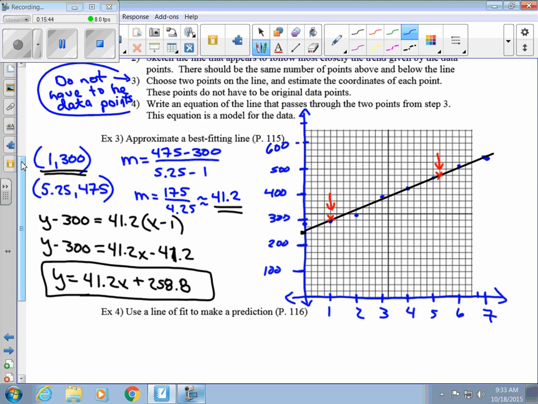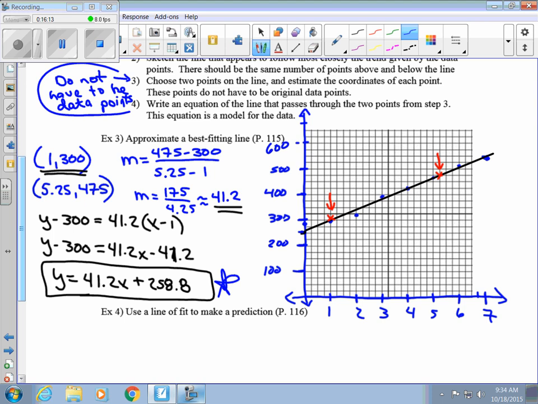So we wrote an equation then, step 4 said write an equation of the line that passes through the points from step 3. This is our model for the data. So here is our best fitting line. Remember, when they ask you for a line of best fit, that's going to be it. They need an equation. So if we look at our graph here, that's at 250. It looks like it crosses just above 250, so that's pretty good.